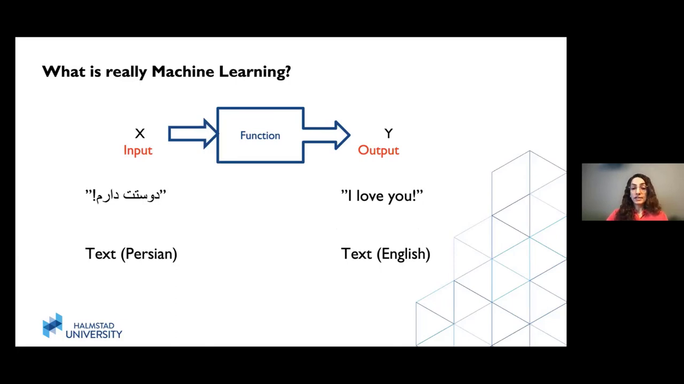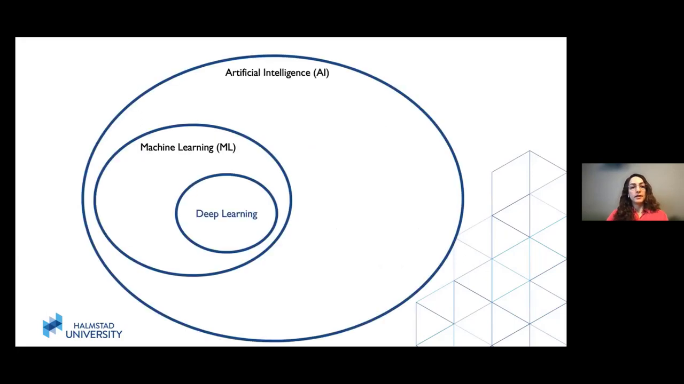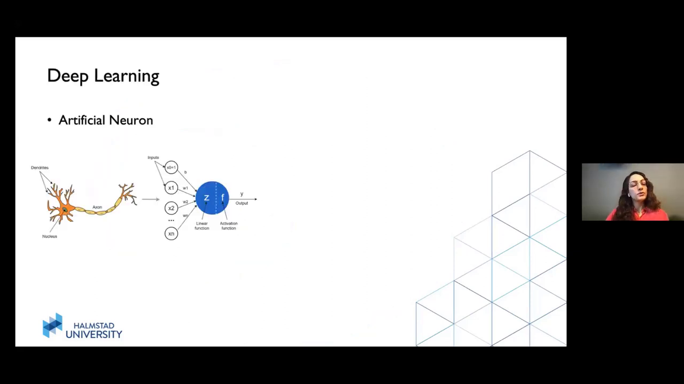It can be translation. So now I am trying to dive in a little bit on text. If I want to go from AI to ML, and within ML there is a subset called deep learning. I don't want to teach deep learning here, but I just want to prepare you a little bit. What is deep learning?